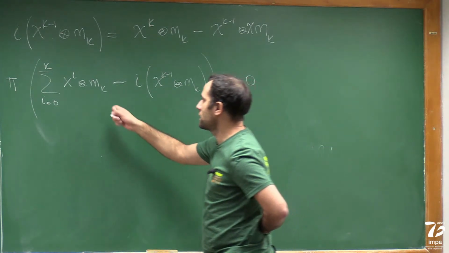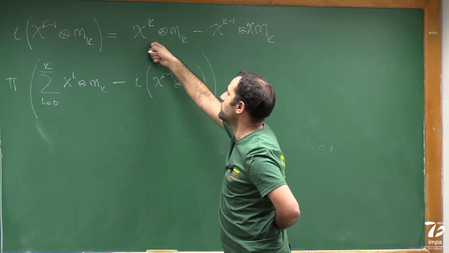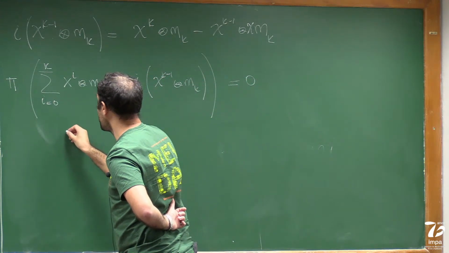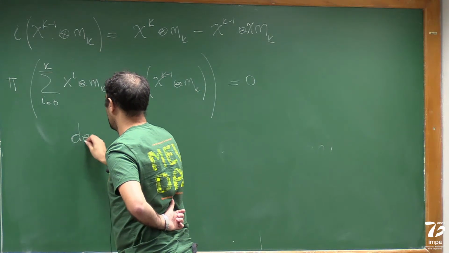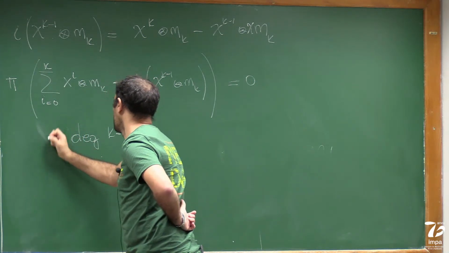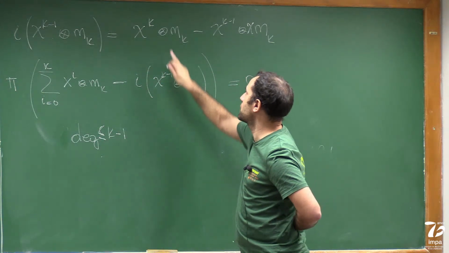But on the other hand, the leading monomial of this is that, which is equal to the leading monomial of this polynomial. So this thing here has degree less or equal than k minus 1, because the only thing of degree k which is tilted.